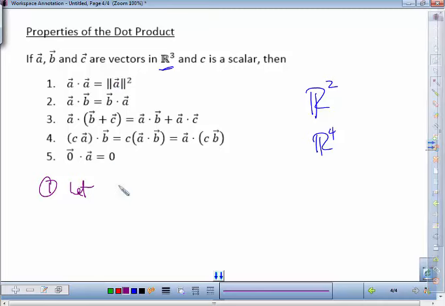So if we let A, the vector A, equal to the components A sub 1, A sub 2, A sub 3, and then we don't need a B, but if we did, when we say let B equal to B sub 1, B sub 2, B sub 3. Anyways, here in this case, we just need A. Let's take the dot product of A with itself, and we're going to get A sub 1 times A sub 1 plus A sub 2 times A sub 2 plus A sub 3 times A sub 3.